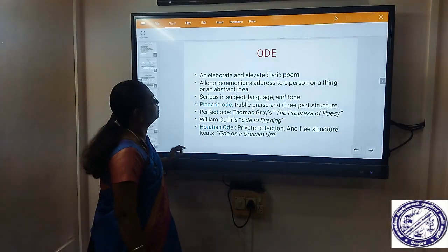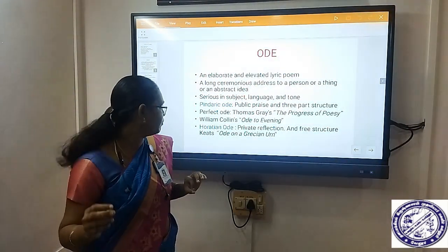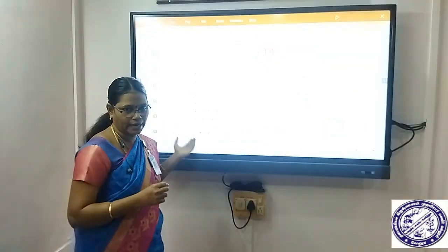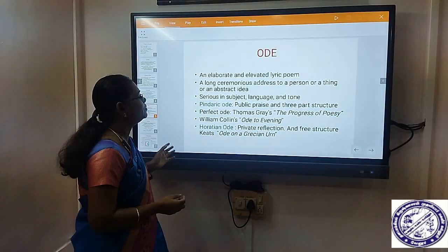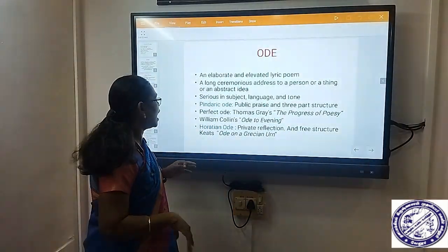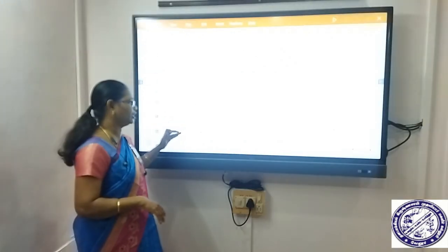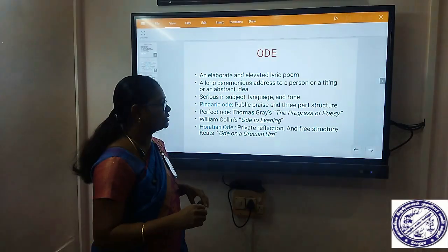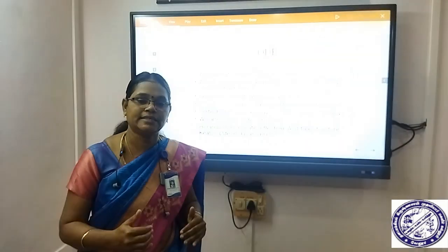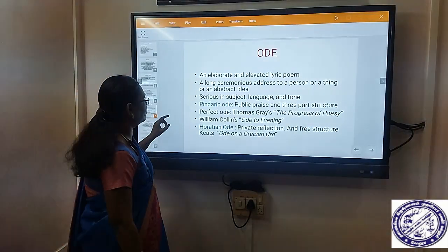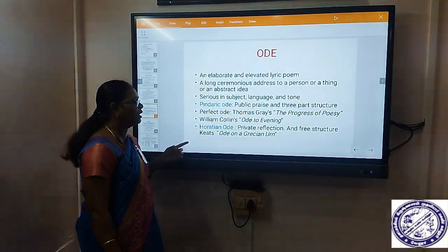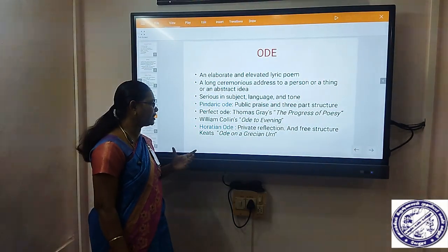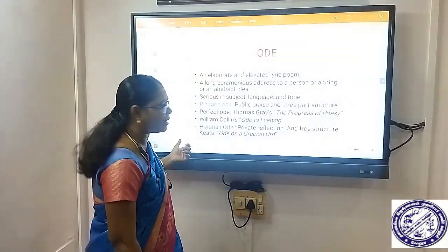The next form is ode. Ode is an elaborated form of lyric poem. It is a long ceremonious address to a person or a thing or an abstract idea. In this form of poetry, the subject, the language and the tone are very serious. It is divided into Pindaric ode and Horatian ode. Pindaric ode was introduced by Pindar and the Horatian ode by Horace. Pindaric ode is divided into a 3 part structure: strophe, antistrophe and epode. Examples of Pindaric ode are Thomas Gray's The Progress of Poesy and William Collins' Ode to Evening. For Horatian ode, we take the example of Ode on a Grecian Urn, written by Keats.